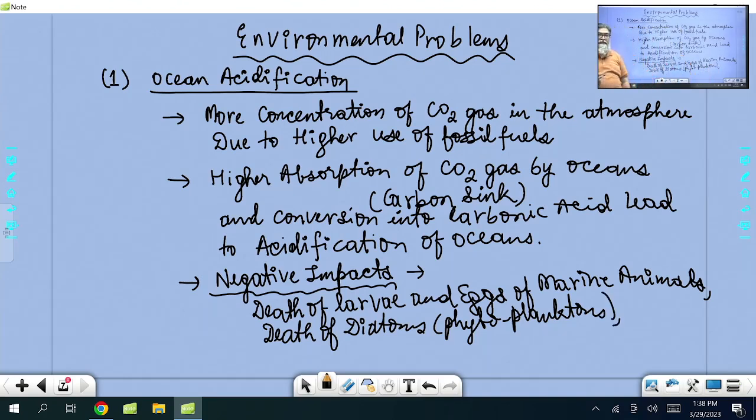Second thing, the symbiotic relation between algae and coral gets disturbed. So it also results in coral bleaching. What is bleaching? When the algae come out of the coral, it will die. Coral becomes colorless, because corals don't have color by themselves. The color is because of marine algae which live inside the corals.